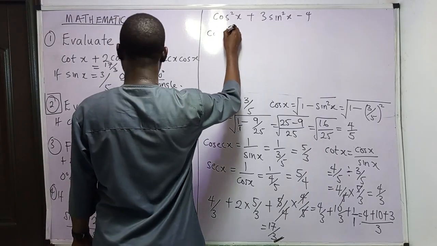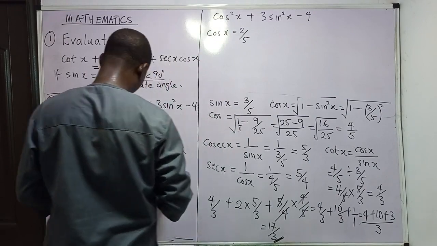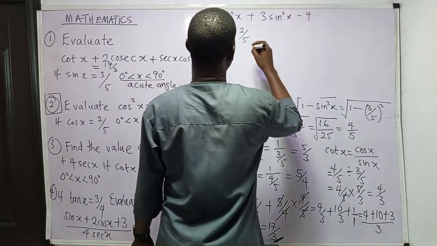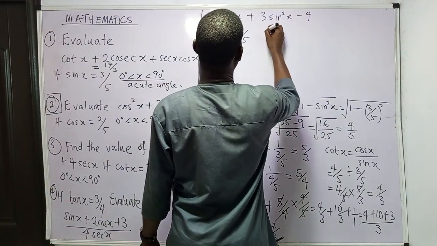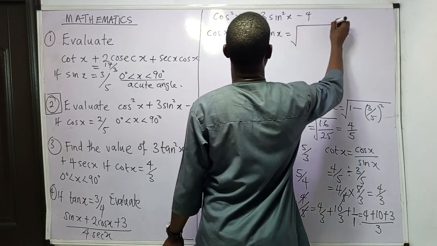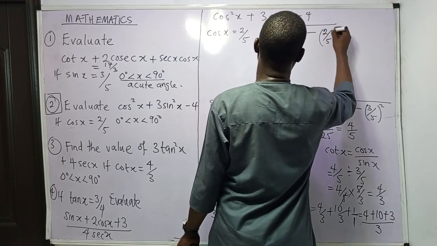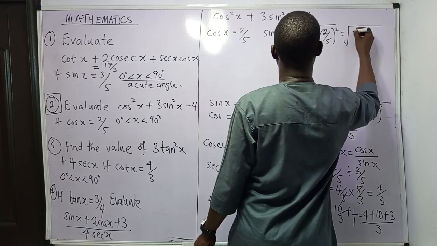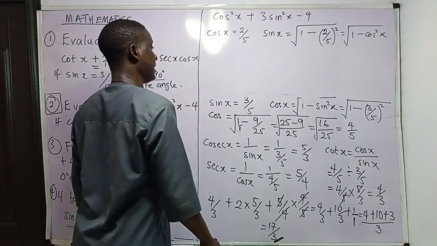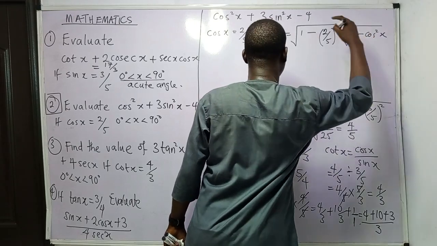Now, cos x is 2/5. So we are given 2/5 in the question. Yes, 2/5. So if 2/5 is given, then we look for sine x. Sine x is square root of 1 minus 2/5 all square. Remember the formula I gave to you, 1 minus cos square x to get sine x. If you want to get cos x, it's 1 minus sine square x, square root of everything there.